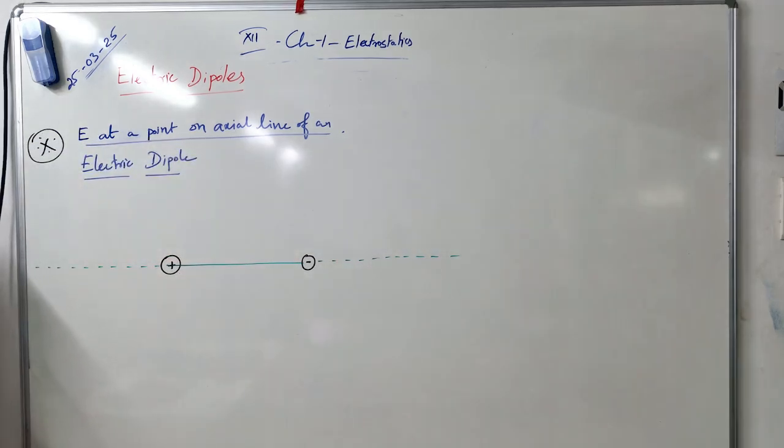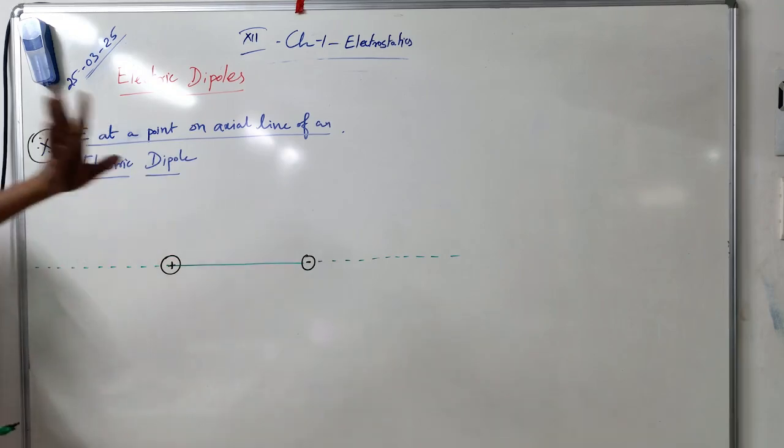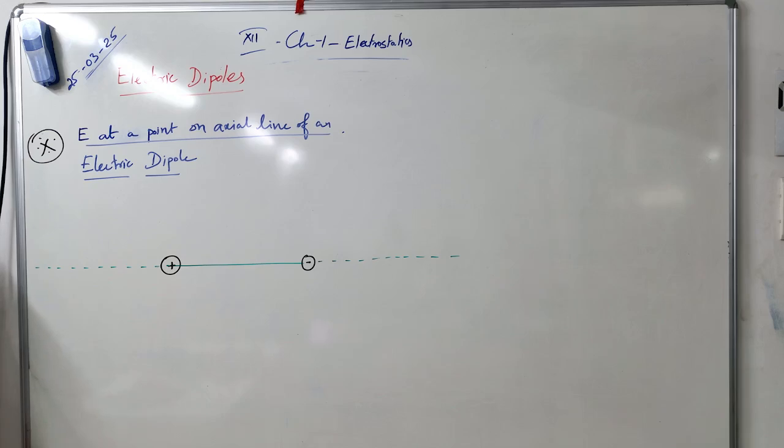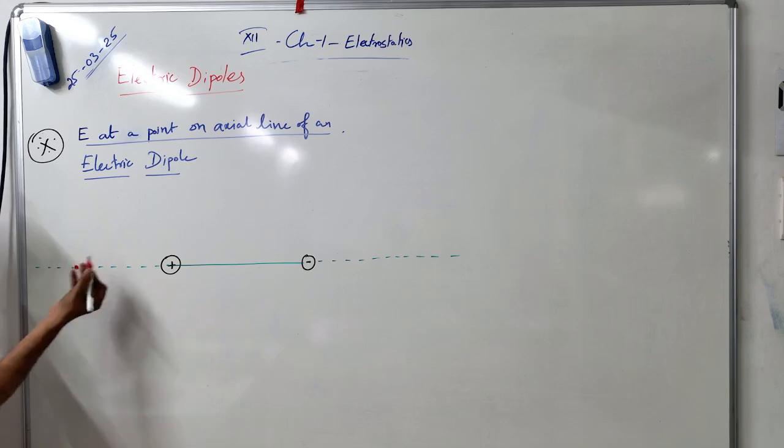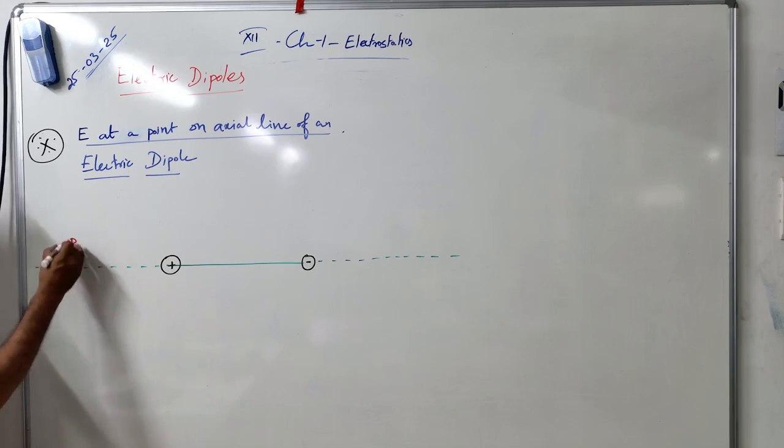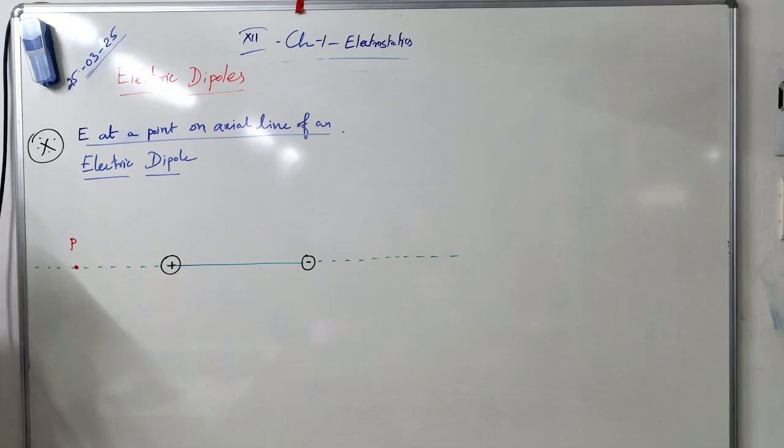I'm going to mark a random point on this line. At that point, I'm going to calculate what is the strength of electric field. What is the strength of electric field due to these two charges? Can we find? It's a very easy task. Fine. So I am going to mark a point somewhere here. A random point is chosen. Let me call this point capital P.